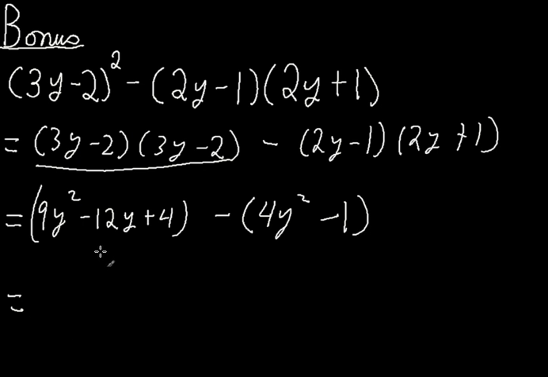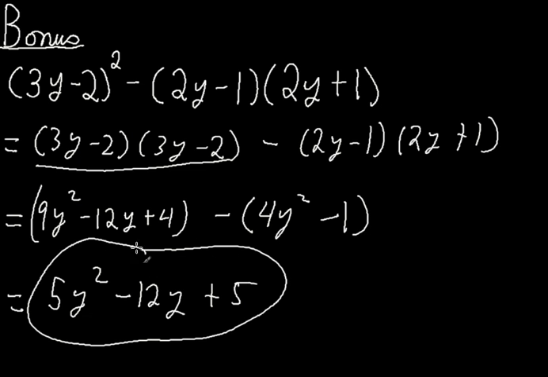All right, let's just subtract. So I have a y squared term here, a y squared term here, so I have 9 minus 4. That gives me 5. I have a y term here. There's no y term here, so I have negative 12y. I have 4 minus negative 1, so that's plus 5. Okay, and so that's the final answer for that question.